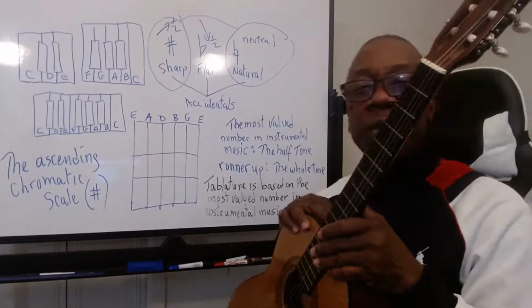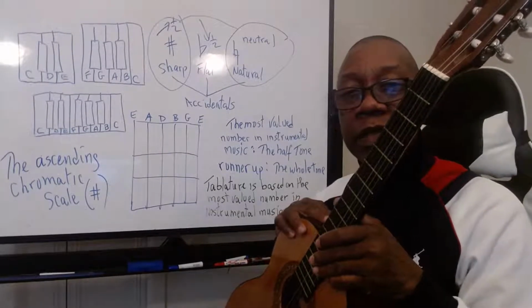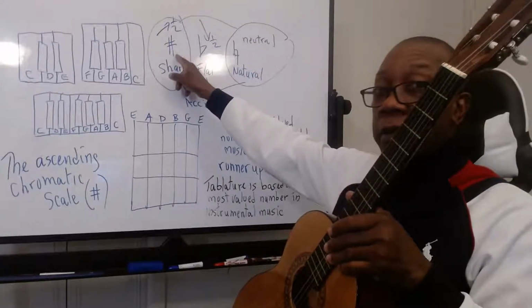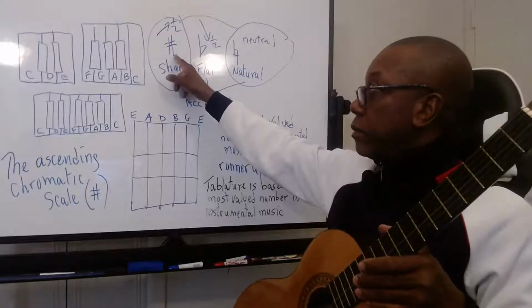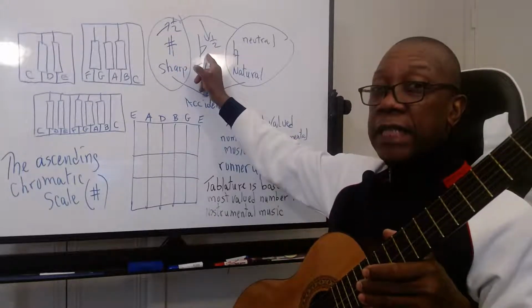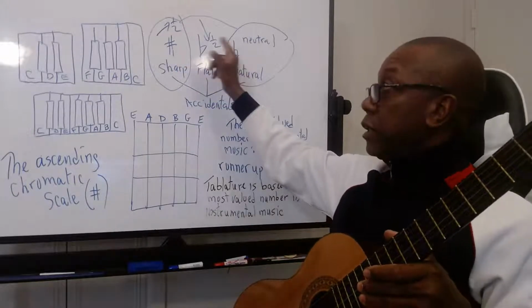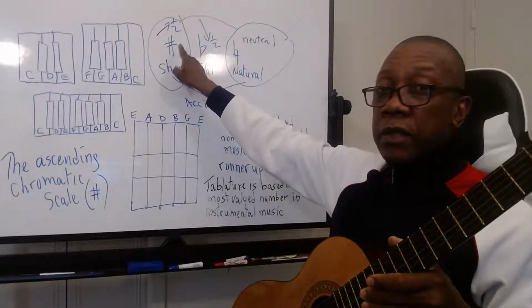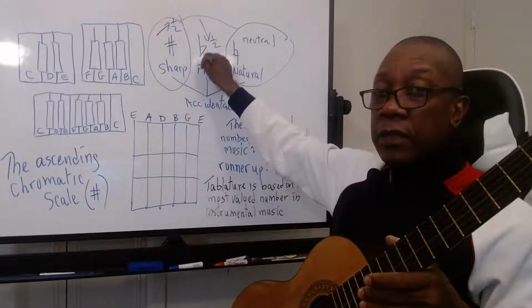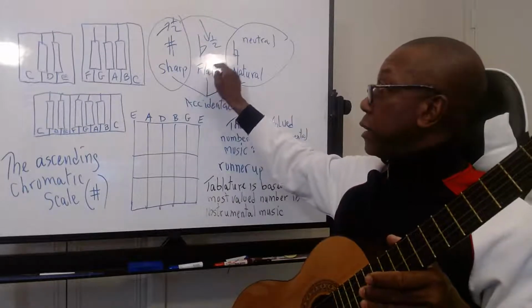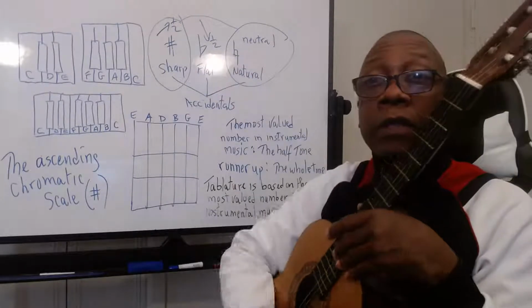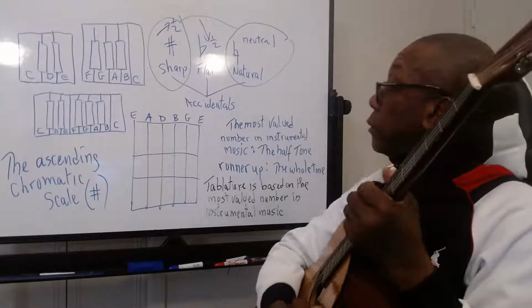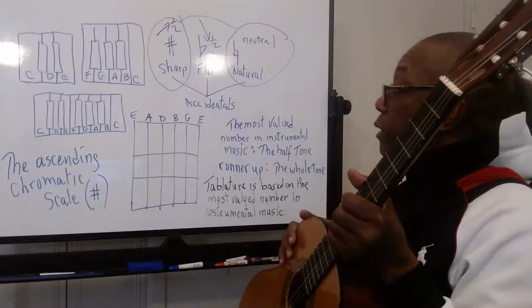The accidentals. Let me spend a minute on that. The accidentals are the sharp, the flat, and the natural. The sharp raises a note half a tone. The flat lowers the note half a tone. The natural cancels both. Okay, great. What else do we need to know?